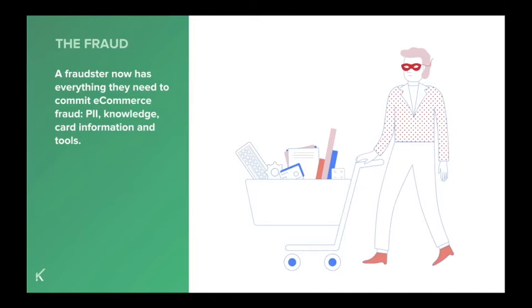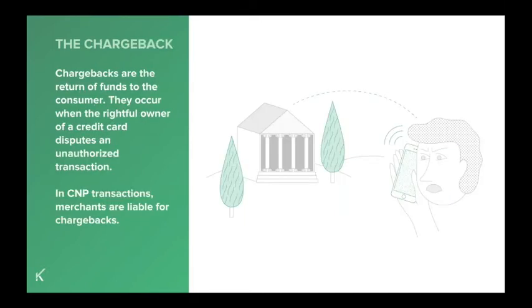So what comes at the end is this vicious cycle. The chargeback occurs when the rightful owner of the credit card notices an unauthorized transaction on their statement and disputes the charge. The issuing bank then initiates the chargeback, and it's deducted from your merchant account. In CNP transactions, as Dean mentioned, merchants are liable for the chargeback.